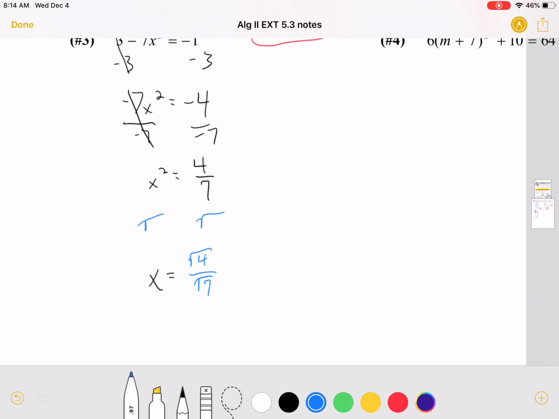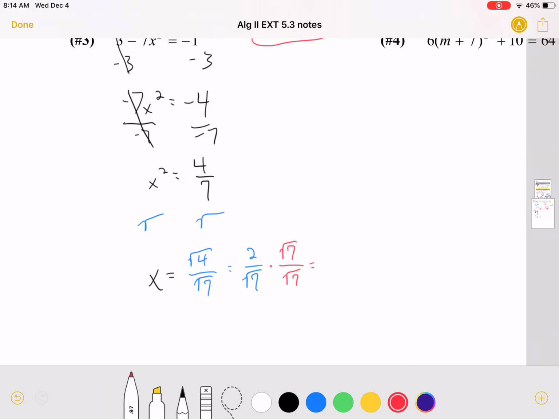Now, we can reduce the top to be 2 over the square root of 7, but now we got Sparta math. We can't have a square root on the bottom. So what we need to do is that thing called rationalizing the denominator. And again, to rationalize the denominator, you need to multiply by the square root of 7.